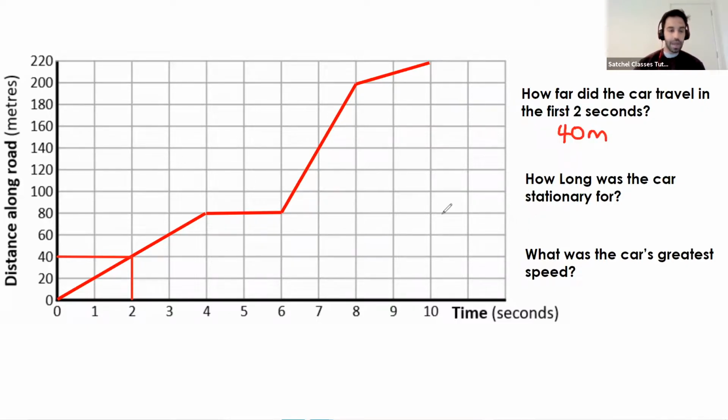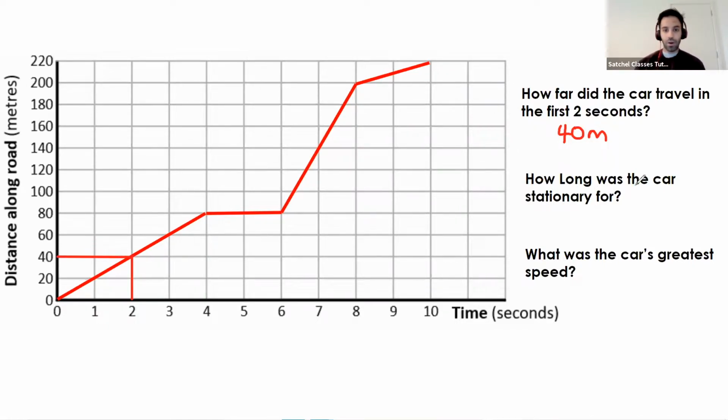So the answer here would be 40 meters. And a very important point about distance time graphs, the distance is always on the y-axis and the time is always on the x-axis. So after 2 seconds, the car traveled 40 meters.